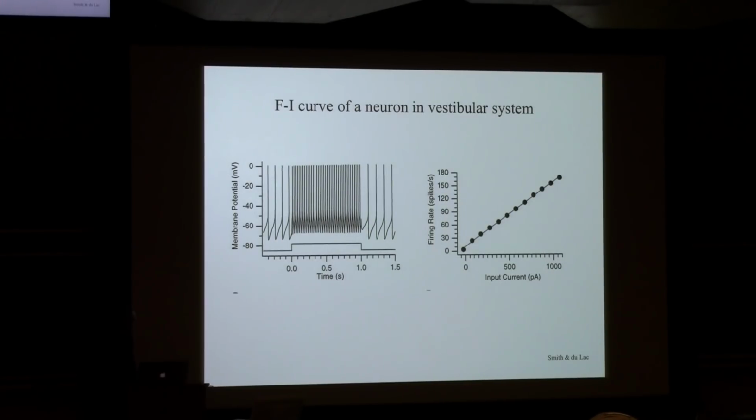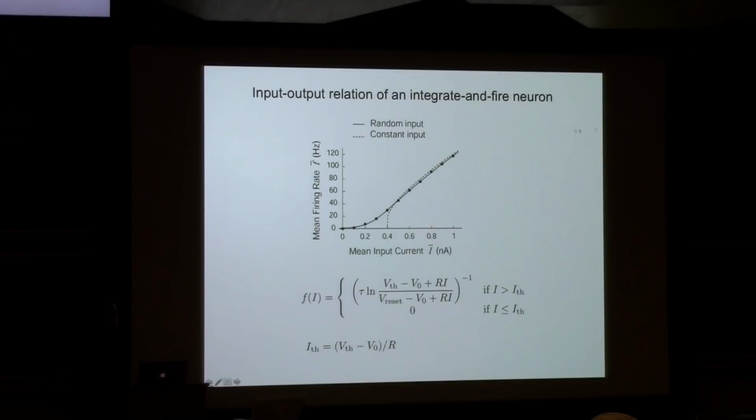This is one example in the vestibular system. In the vestibular system, you need the system to be very linear. You want a linear input-output relationship, and the neuron actually can be quite linear. Here you have a step function, and this has more spikes. This is actually real data. It looks like an integrate-and-fire model, and it works almost like that. The firing rate as a function of input current is almost linear. For the integrate-and-fire model, if you have very strong inputs, the system becomes almost linear.